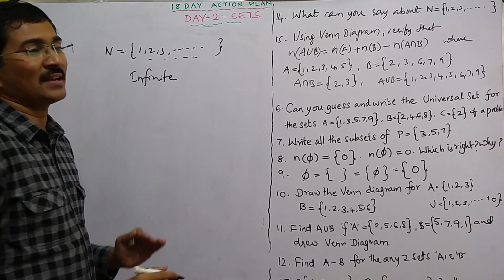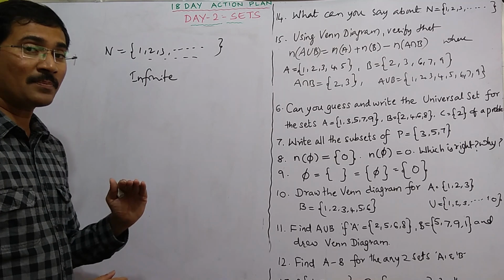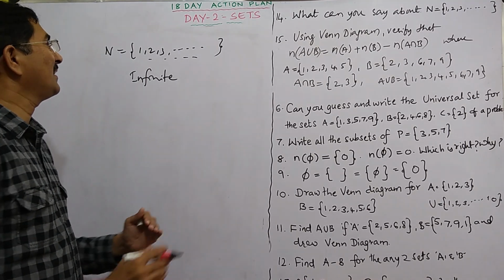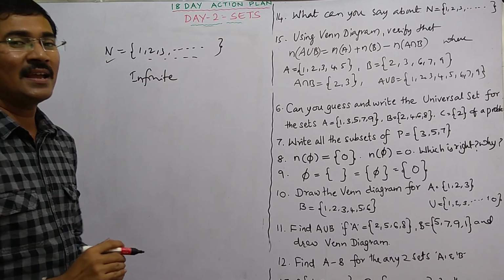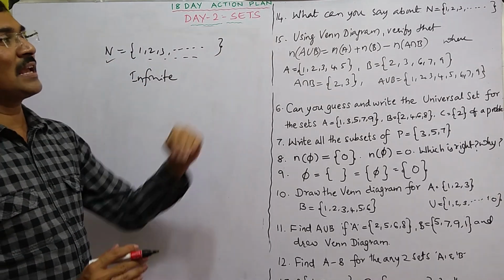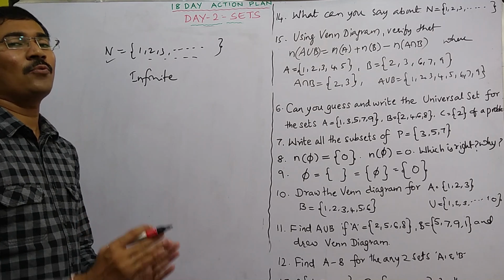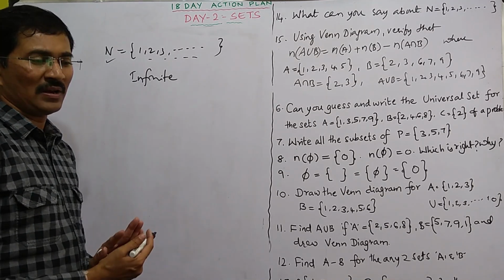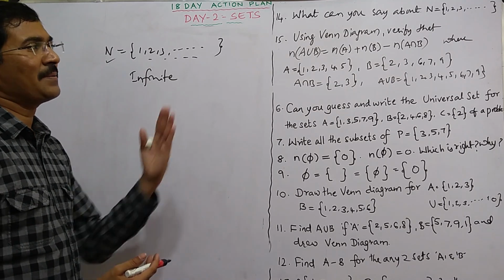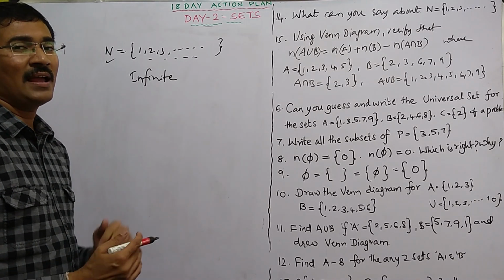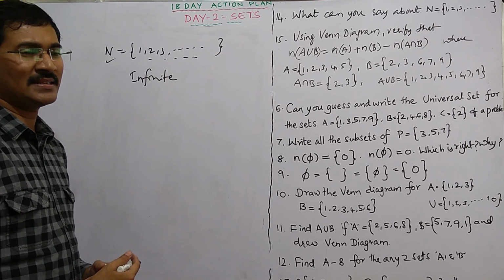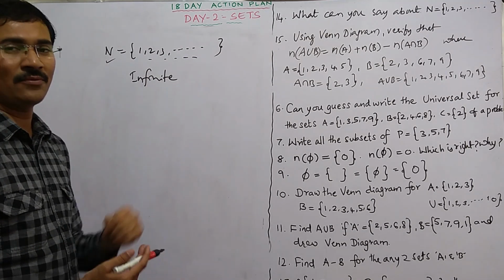When the number of elements is not countable, not possible to count, they are not limited, they are unlimited, then we call that kind of set an infinite set. So now what can you say about N? N is an infinite set. If the set has a limited number of elements which we can count, then that kind of set is called a finite set. Of course, some sets are infinite too.